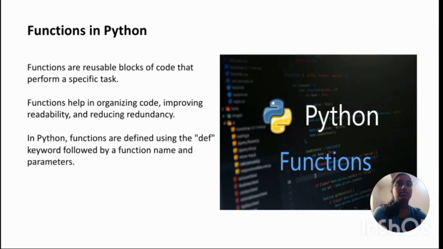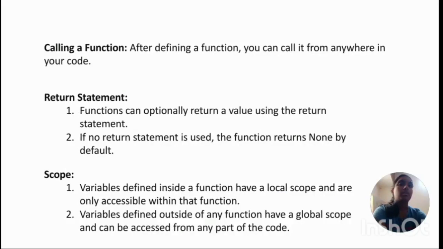Functions in Python. Functions are reusable blocks of code that perform a specific task. Functions help in organizing code, improving readability, and reducing redundancy. In Python, functions are defined using the def keyword, followed by a function name and parameters. In a function, you define a function and then call the function.